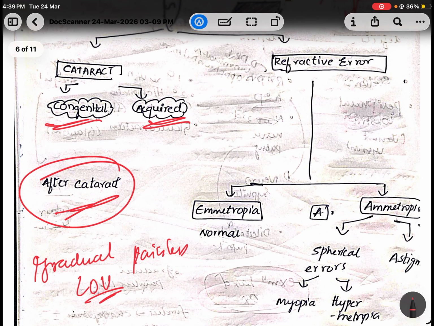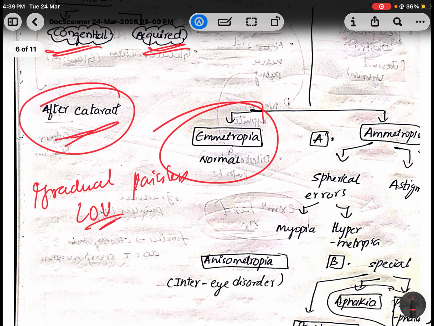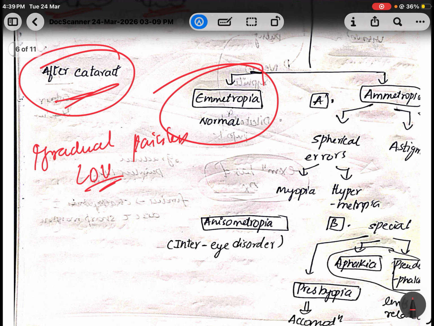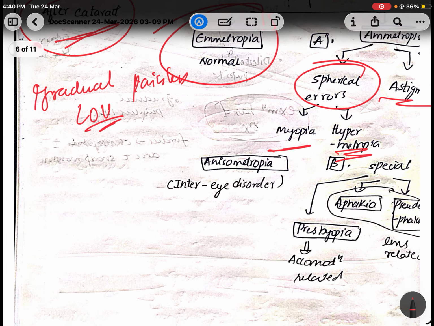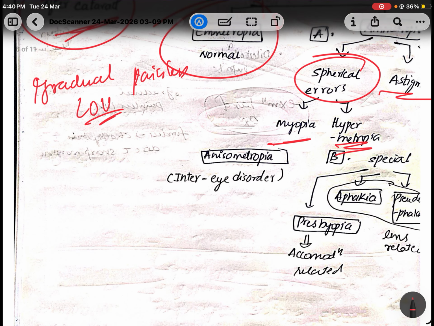Again, refractive errors. Emmetropia means normal, and ametropia is some special condition. Under ametropia, you might have spherical errors or non-spherical errors. Spherical errors are only in the sphere. Again, you might have myopia or hypermetropia, and the other type is astigmatism. Then what is anisometropia? That is when one eye has one image and the other eye has a different image. Then special conditions, you might have aphakia, pseudophakia, presbyopia.